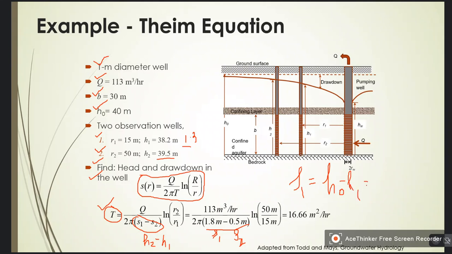What is H naught? 40. So 40 minus, what is H1? 38.2. So he got 1.8. Similarly he got S2. You need not calculate it here. You can directly use H2 minus H1 for S1 minus S2. Okay? So now you get T.